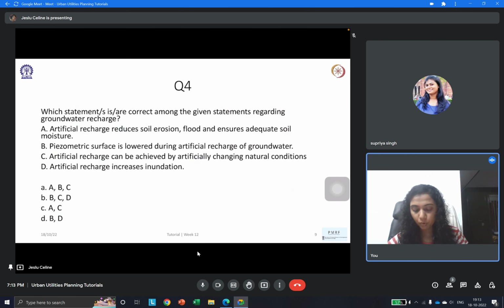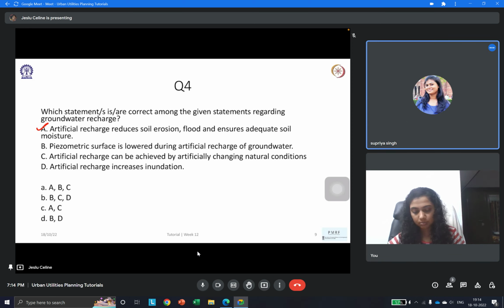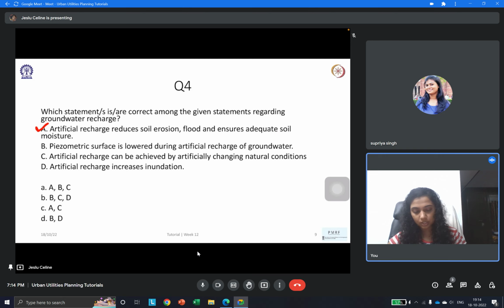So question 4. Which statements are correct among the given statements regarding groundwater recharge? Artificial recharge reduces soil erosion, flood, and ensures adequate soil moisture. Is that right? Yes, it is right. That's the basic artificial recharge. In addition to recharging, it also reduces soil erosion and all.